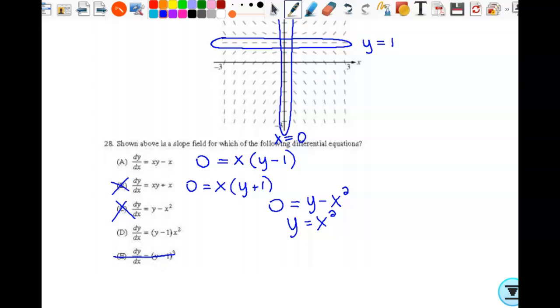So where do I go from there? I would choose a point in the third quadrant because I can see in the third quadrant all my slopes are positive. I know that in the third quadrant, I have negative x coordinates, negative y coordinates. So if I substitute that here, I would have a negative times a negative, which yields positive. But if I substitute it here, I would have a negative times a negative squared, which is negative, so I would expect to see negative slopes in the third quadrant. So D's out, A's our answer.